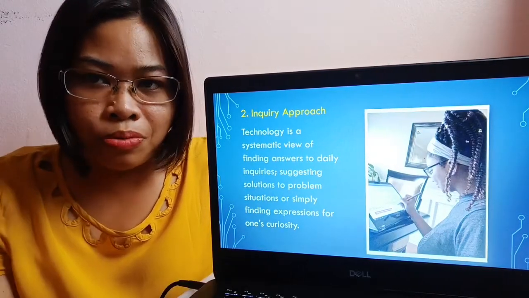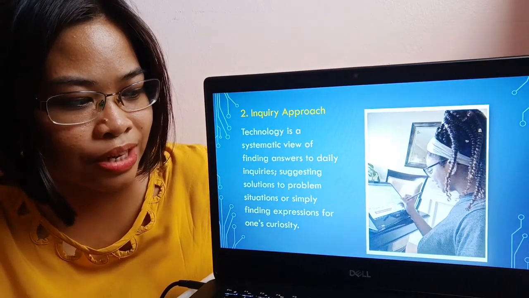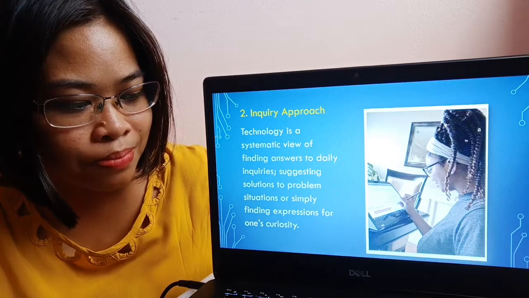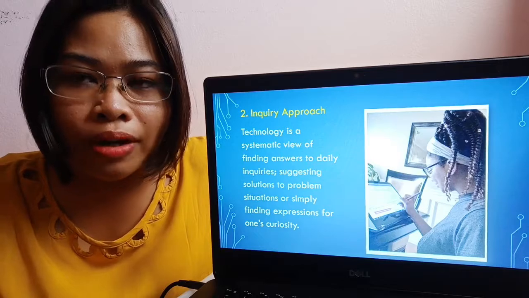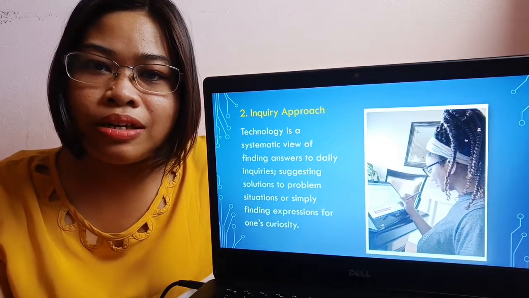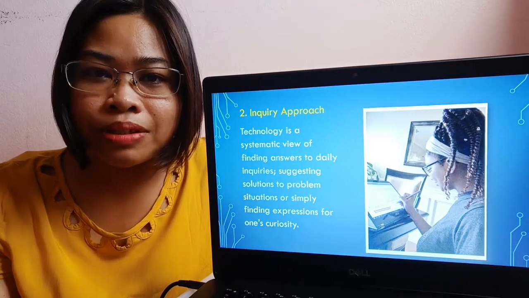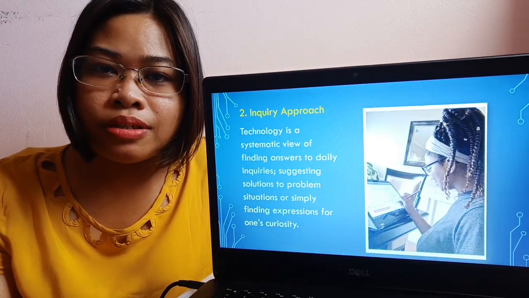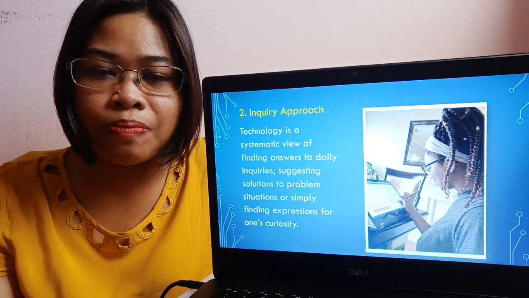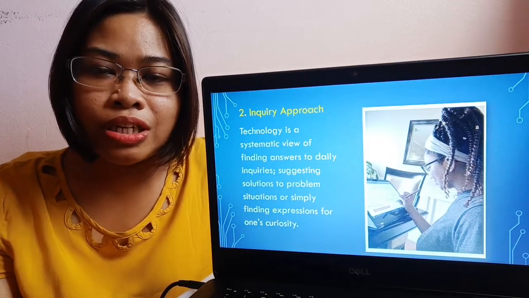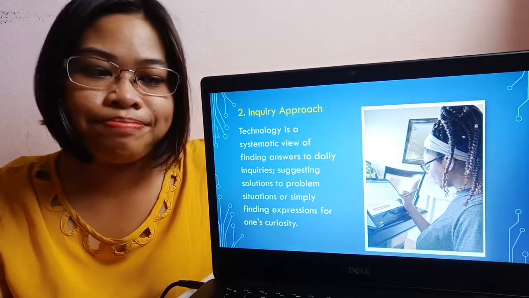Next is the inquiry approach. This is a systematic way of finding answers to daily inquiries, suggesting solutions to problem situations, or satisfying one's curiosity. We can do this type of approach through giving topics to our students, and all they need to do is to research for the solutions or search for the answers through the help of technology such as the internet.